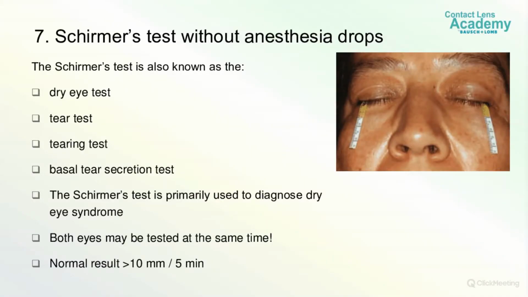Schirmer test without anesthesia drops. The Schirmer test is also known as the dry eye test, tear test, the tearing test, and the basal tear secretion test. All these names you could see in many sources. The Schirmer test is primarily used to diagnose dry eye syndrome, and the advantage of this test is that both eyes may be tested at the same time. The normal result is over 10 millimeters per 5 minutes.